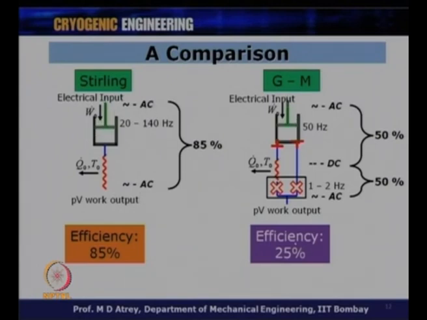While in the case of the GM cooler, you first convert the oscillating motion and oscillating pressures to steady pressures, and again you convert the steady pressures to oscillating pressures. If we assume the efficiency to be 50% for each conversion, what you get ultimately is only 25 watts if I supply 100 watts here. That shows the inefficiency of the system is very high; the inherent efficiency of a GM cycle is very, very low in this case.